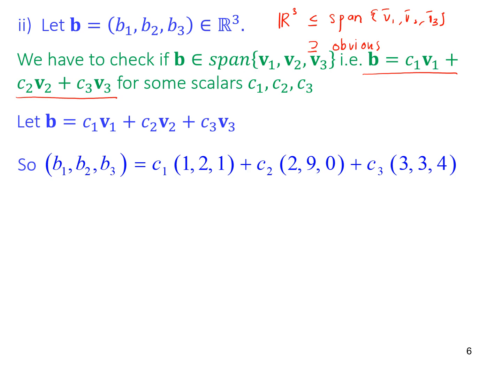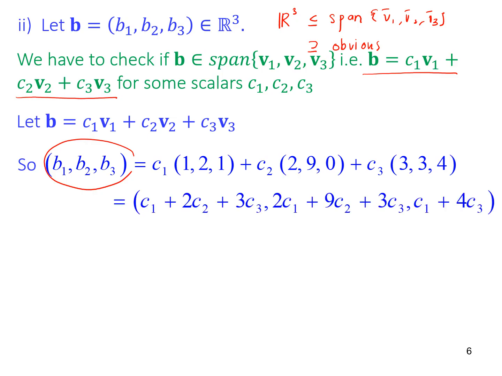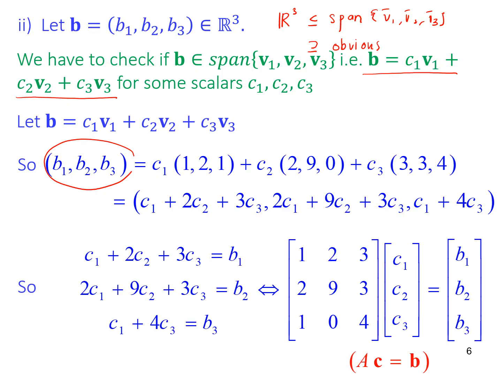Then we substitute the vectors V1, V2, V3 as given by the question, and the vector B on the left hand side with B1, B2, and B3. And we simplify this equation, and we compare the left hand side to the right hand side component by component, and we end up with a system of linear equations. Remember that we need to solve the system of linear equations to show that the scalars C1, C2, and C3 exist.